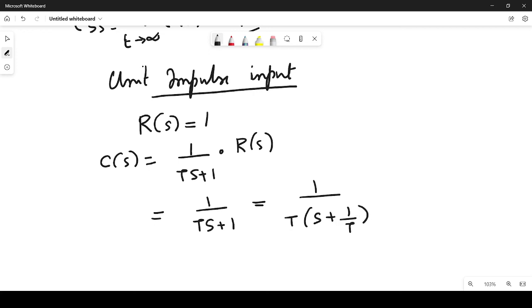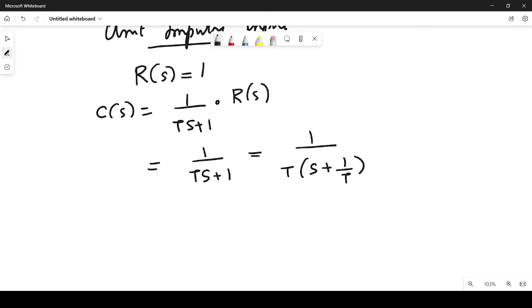Now here we don't require the partial fraction expansion because this is already in the standard form, so you can easily take the inverse Laplace transform. So you can find c of t, that is the inverse Laplace transform of this. So 1 by T is the constant, then 1 by s plus 1 by T is of the form 1 by s plus a. So the inverse Laplace transform is e raised to minus t by T. So this is the response for t greater than or equal to 0.